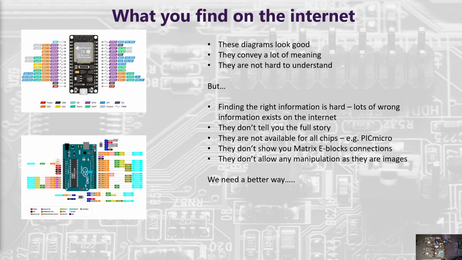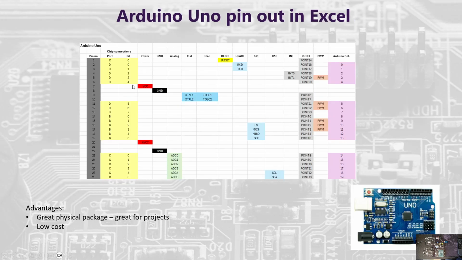They don't tell you the full story. They're not available for all of the chips that you want, like you won't find one for a PIC micro. They don't show the connections to the eBlocks prototyping system, and they don't allow any manipulation. Very often you want to manipulate the information on a pin whilst you're planning your project. So we need a better way than this to convey the information about what's on a particular device. And a spreadsheet is a really good way of doing this.